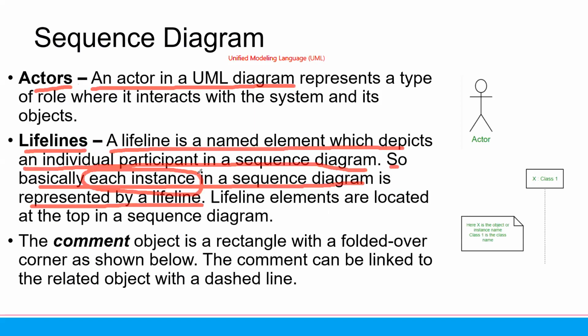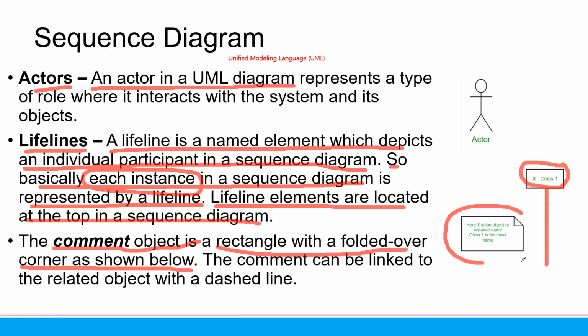Its instance. So every time we do the process, there will be an instance. So lifeline elements are located at the top in the sequence diagram. So this one is the object, and we will have the lifeline like this. The command object is a rectangle with a folded over corner as shown below. So this is the command. The command can be linked to the related object with a dashed line. So you can put another dashed line like this one.